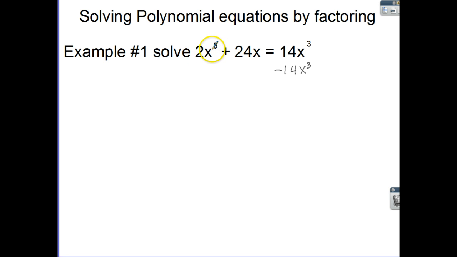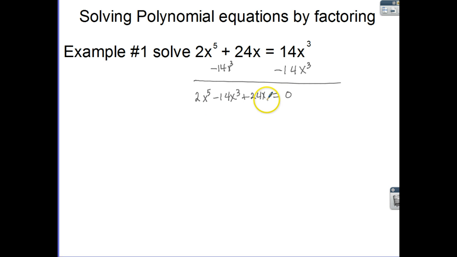So since x to the 5th is the highest, and the 2 is positive on the left-hand side, I'll move everything from the right-hand side to the left-hand side. Now I'm just going to add these sides. So here I'm just going to put it in the correct order, in descending order. And we have plus 24x. And now it's equal to 0. So step 1 is get it equal to 0.